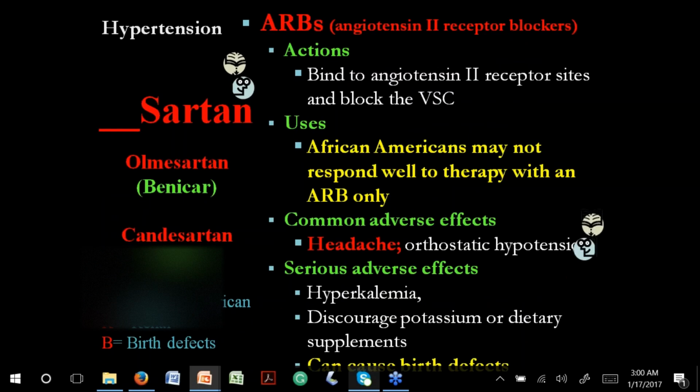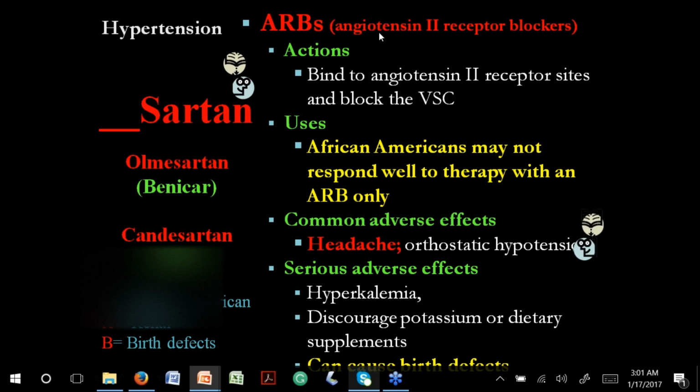Let's go to the ARBs, the angiotensin 2 receptor blockers. Angiotensin 2, very important, is a vasoconstrictor. So blocking angiotensin 2 means blocking the vasoconstriction, which promotes vasodilation. In addition, they bind the angiotensin 2 receptors.